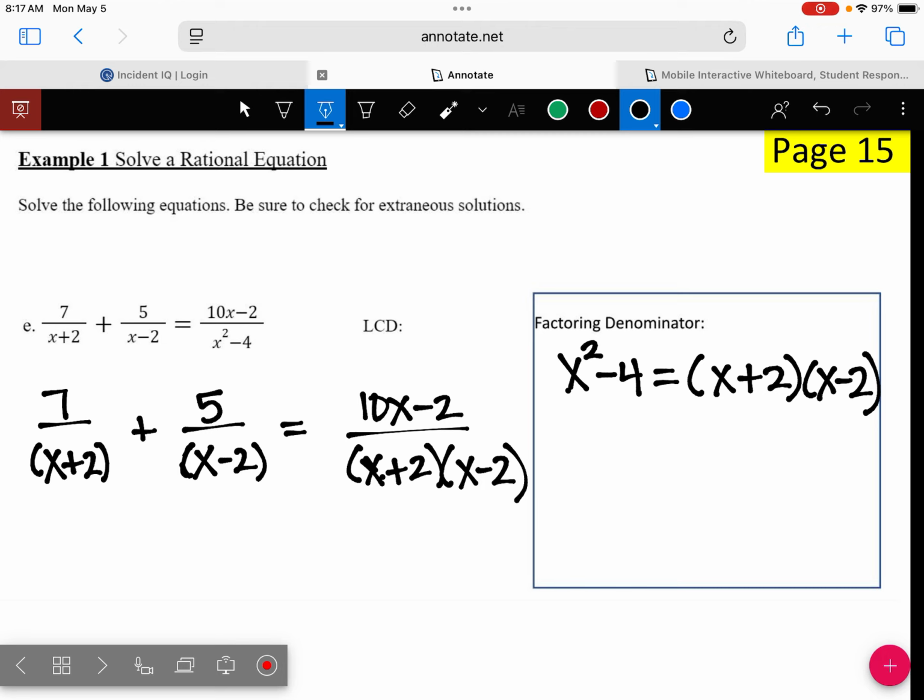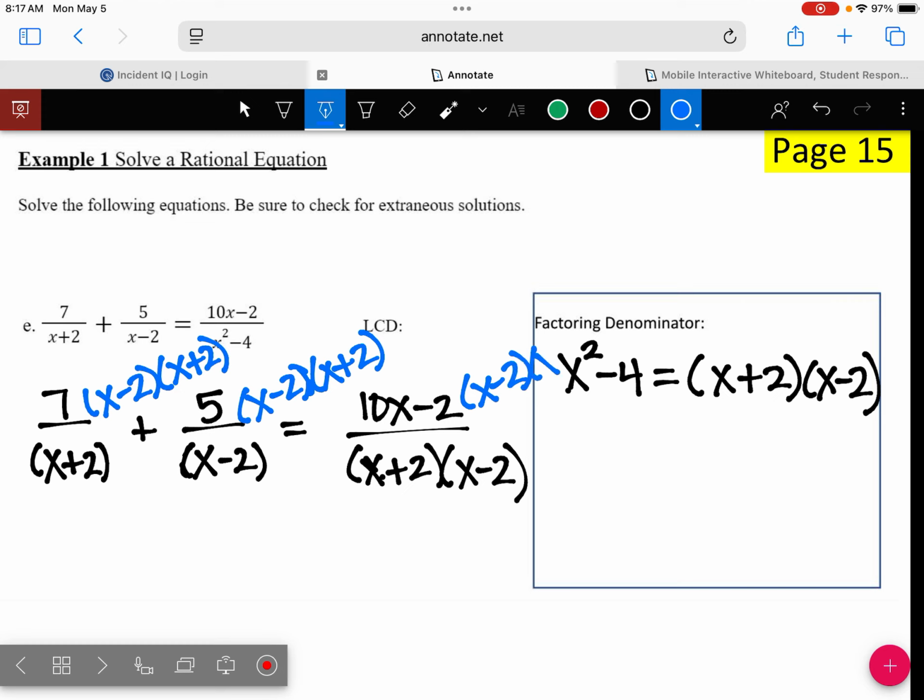So what do you think I'm going to multiply every fraction by? What's my LCD? My LCD is both factors, which would be x plus 2 and x minus 2. So let's do that. I'm multiplying the first fraction by x plus 2 and x minus 2. The middle one. And the last one.